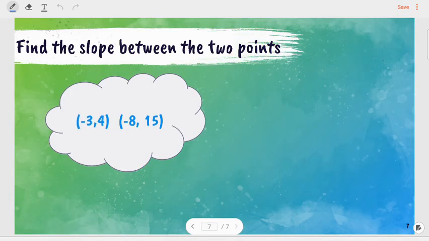So try this next problem on your own. Pause the video, and when you're ready to check your answer, go ahead and press play. All right, let's check it.